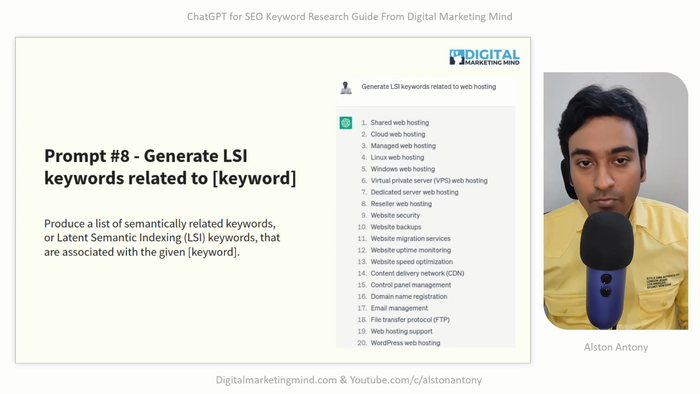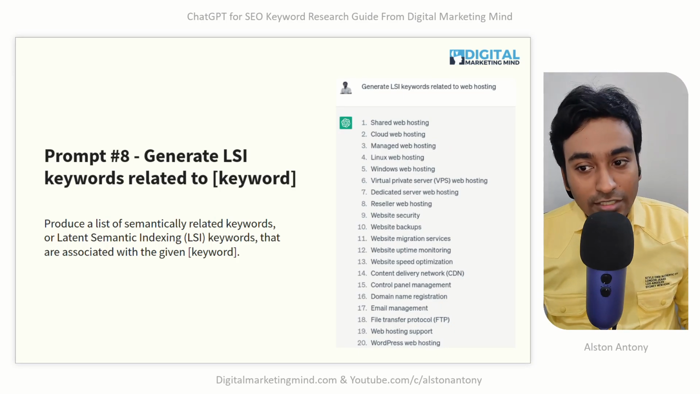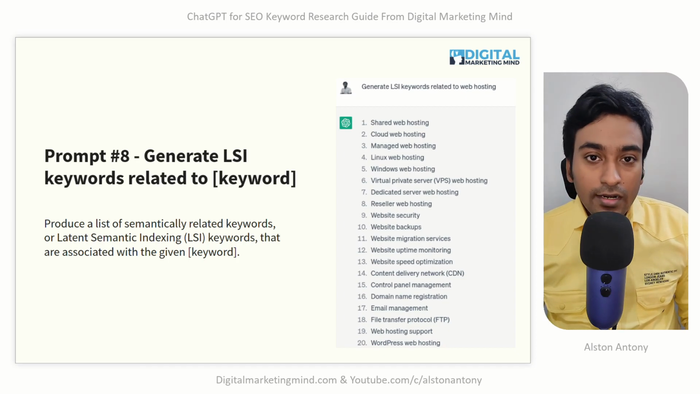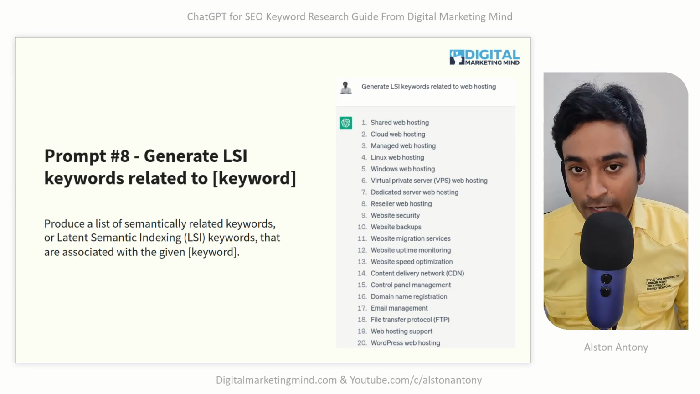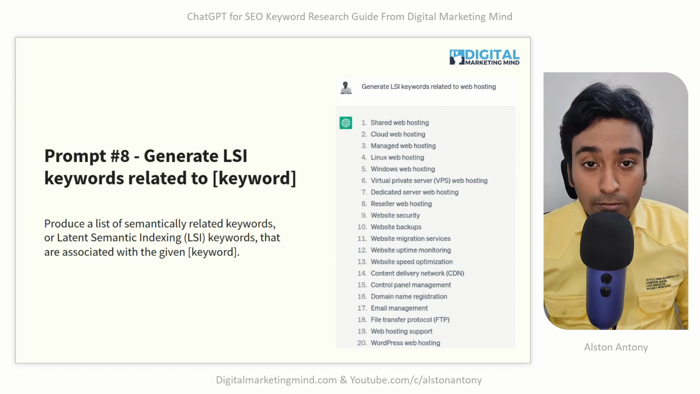Prompt 8. This is one of my personal favorite, where we can ask ChatGPT to generate LSI keywords related to my main keyword. I have created a separate guide on SEO tutorial covering all the important metrics or different keyword type. There I have explained the importance of LSI keyword and why you should focus on that keyword. I will leave the link in the description.